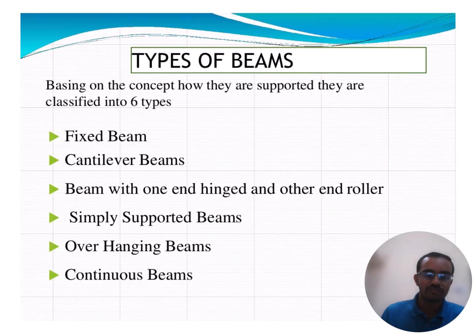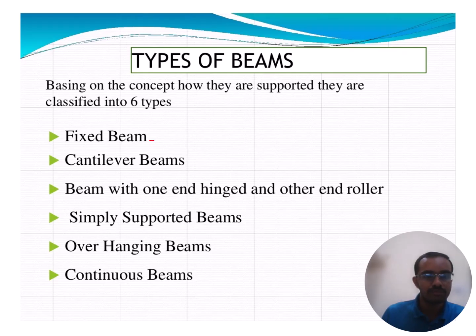Then the types of beams. Here we may see the six types of beams listed. The first is the fixed beam, then the cantilever beam, the beam with one end hinged and the other end roller, then the simply supported beam, the overhanging beam and the continuous beam. These are the six types of beams mainly seen in structures. We will see these one by one.